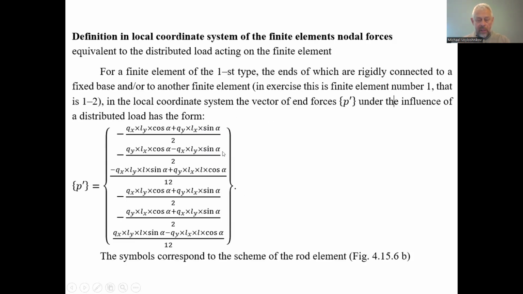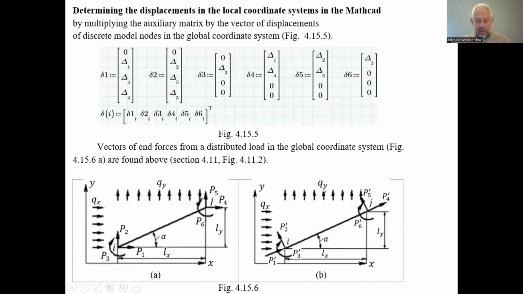This is all we have here: qy, qx, lx, ly. And if it is the first type of finite element, embedded by 2 ends to the other part of the mechanical system or to the support, how do we find this force instead of the distributed load? Yes, equivalent to the action of the distributed load. The formula having the beforehand decision for a single span statically indefinable frame is in the system of equations.